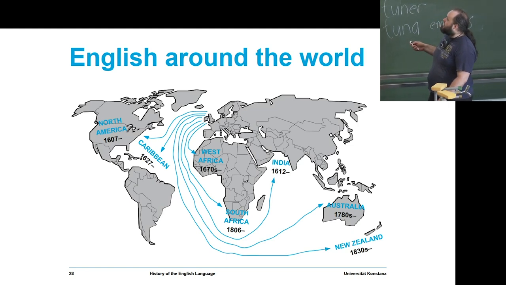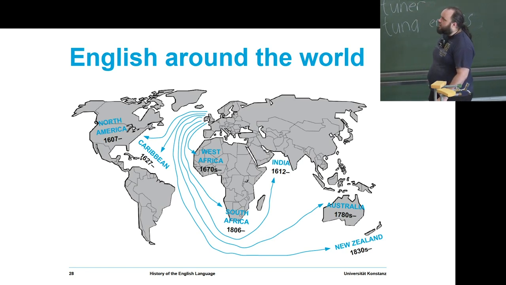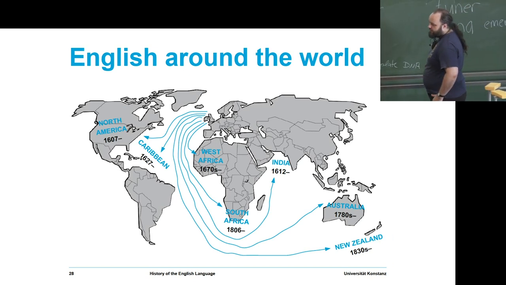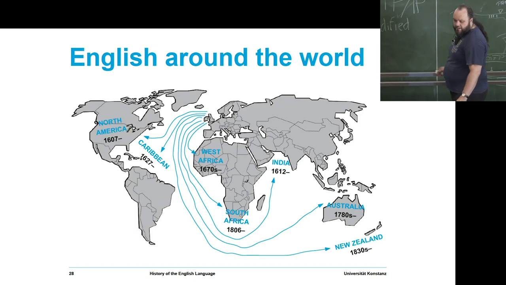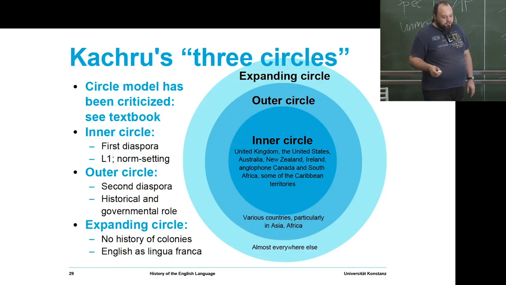They are more interested, for the most part, in getting slaves from there than they are in actually colonizing it per se, but there is that too. Down here, in the southern hemisphere, we see Australia being settled from the 1780s onwards, New Zealand from the 1830s, and South Africa from 1806 is under British influence. So England is spreading all around the world.